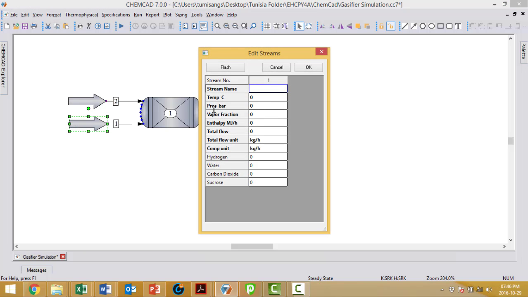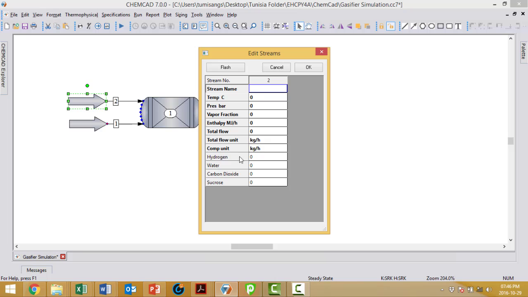I'm not going to name the stream, I'm going to leave it as it is. I will say we provide our biomass at 25 degrees, and then we'll provide it at the reactor pressure. The units that are given are kilomole per hour, and we know that we will be supplying 1 kilomole per hour of sucrose for our system. We can flash that to see if the stream is fully specified, and it is fully specified.